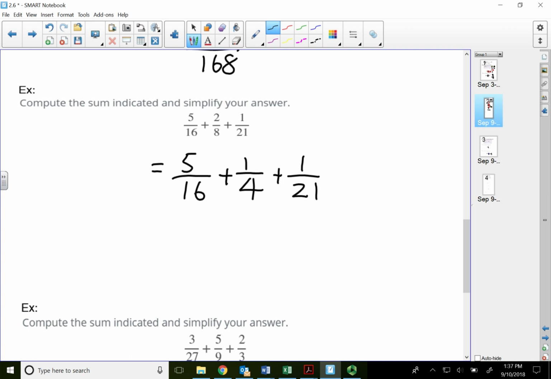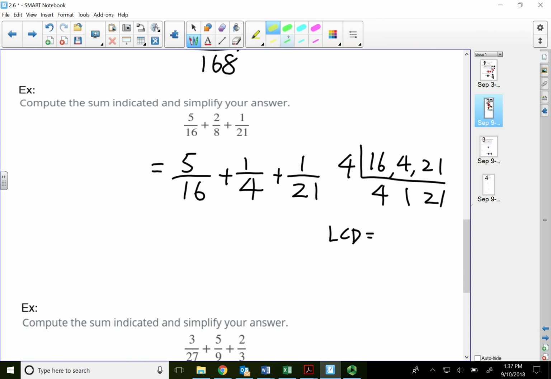plus 1 over 21. So this time I'm going to have 16, 4, and 21. So I can use a 4 on the outside. Go into 16 4 times, go into 4 one time. 4 cannot go into 21, so bring it down. So I cannot find any more numbers on the outside that can go into all three of them. So 4 times 4 times 21 has got to be my LCD.